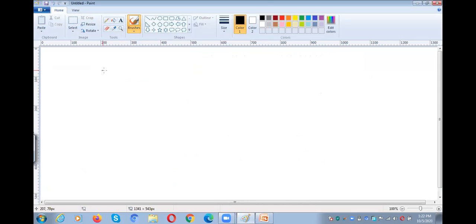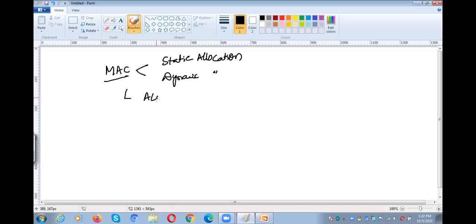Okay. So we are in the MAC. MAC means medium access control. Under the medium access control, we have covered static allocation problem and dynamic allocation. And then we have covered some random access protocols like Aloha. In Aloha, we have covered pure Aloha, and then we have covered slotted Aloha.